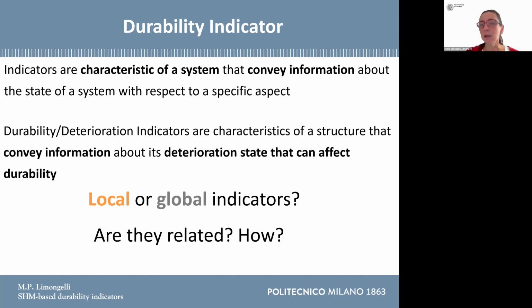So now there are local and global durability indicators. And I think today already Alfred and Steinar already mentioned some of the local durability indicators, but there are also global durability indicators. And are they related? This is the first question. And the answer, of course, is yes, but how are they related? So let's see from the conceptual point of view how they are related.